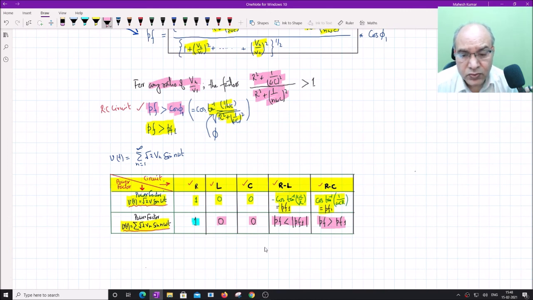We will continue this discussion in the next class. We will define some more power terms and take one example based on these concepts, and then we will switch over to three-phase circuits.